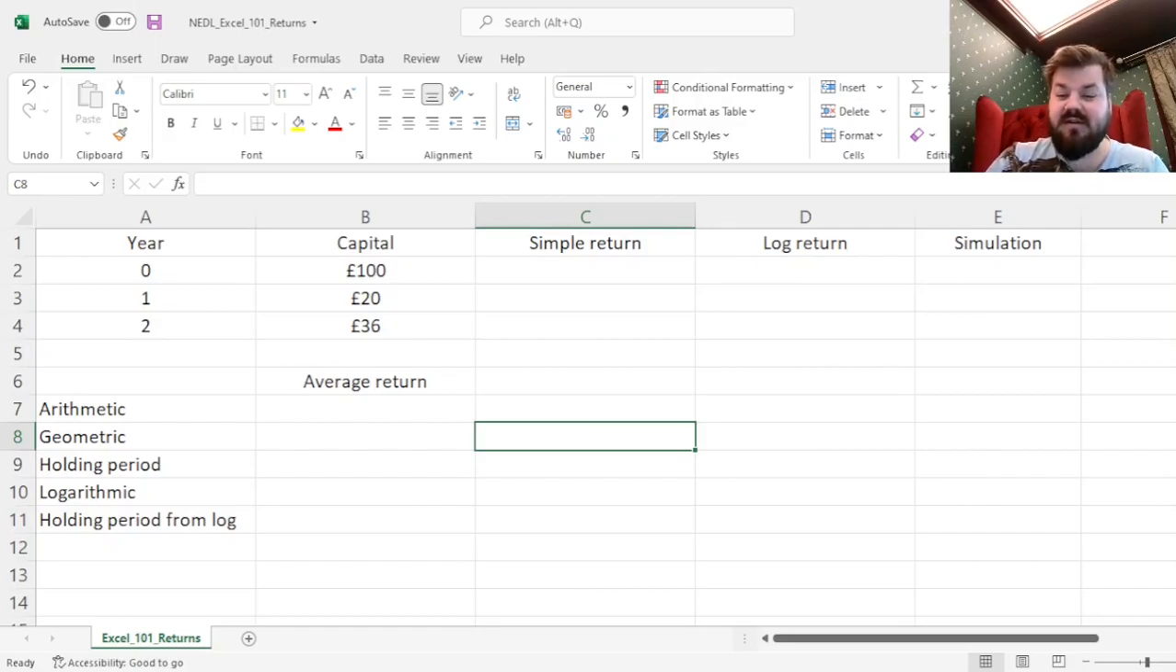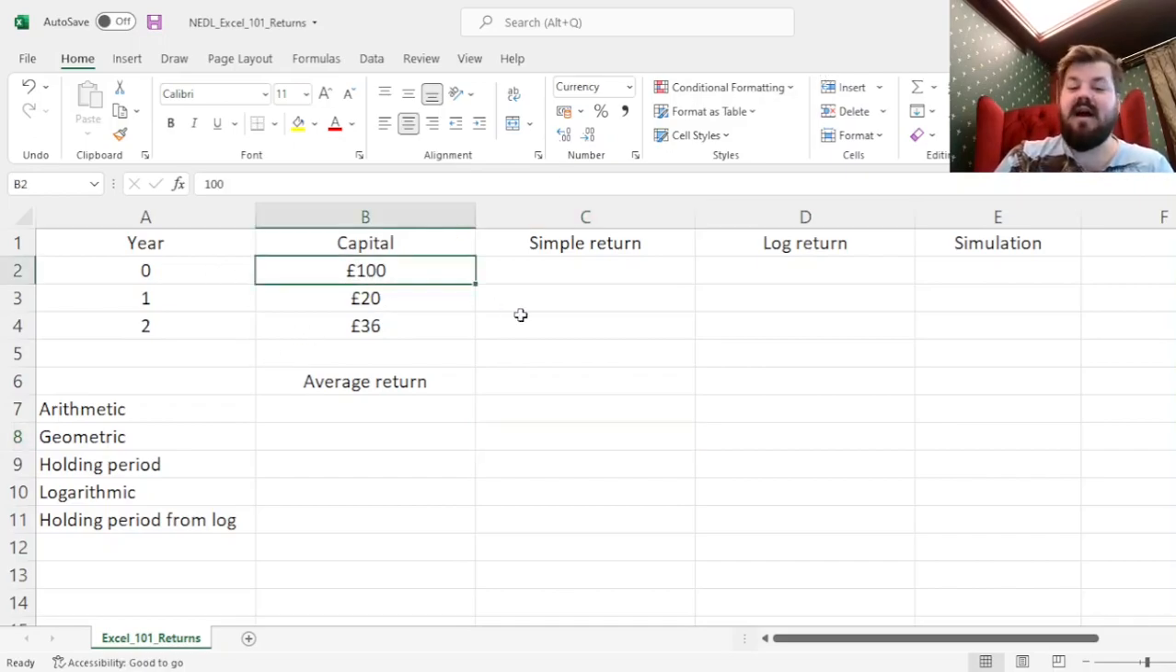My name is Seva, and in today's short video from the Excel 101 series, we'll use a simple example to investigate why we need to use geometric or log return means to calculate the true average return. Our case is as simple as it can be.